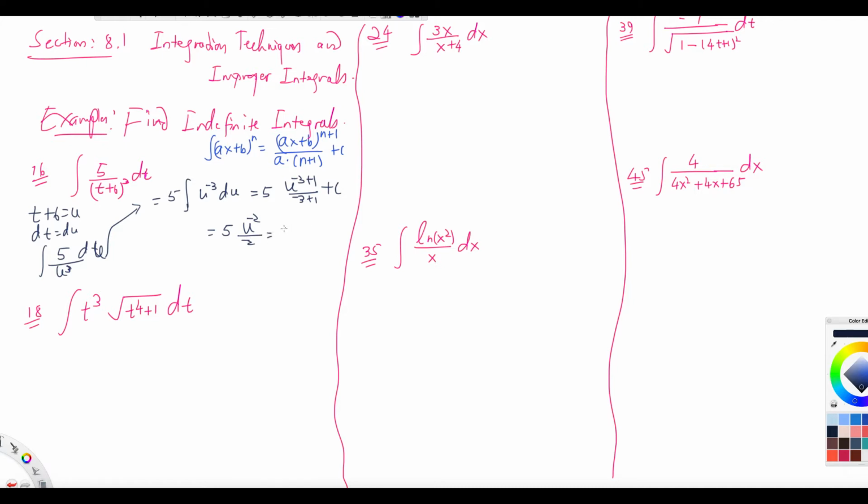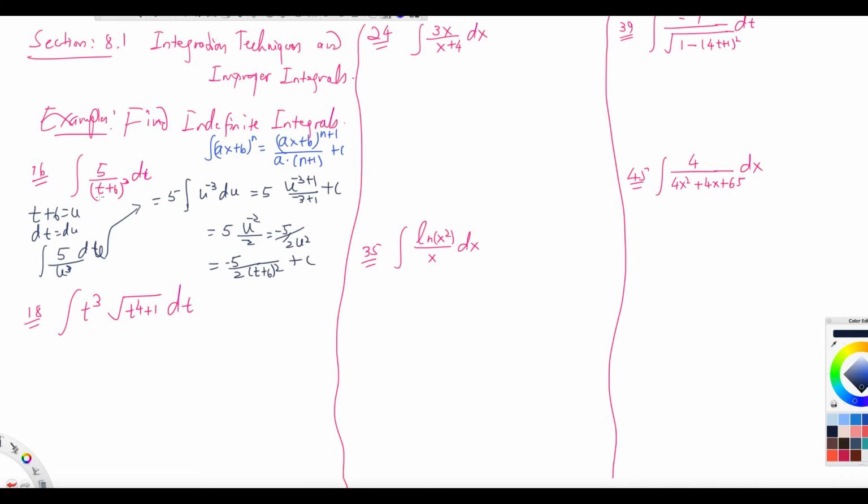That is not the final answer, because we have to substitute back to t. So negative 5 halves times u to the negative 2. If you move that to the bottom, u squared, you get negative 5 over 2u squared. When you plug back the value of u, you get negative 5 over 2 times t plus 6 to the 2, plus c. That's what you get. You see that?